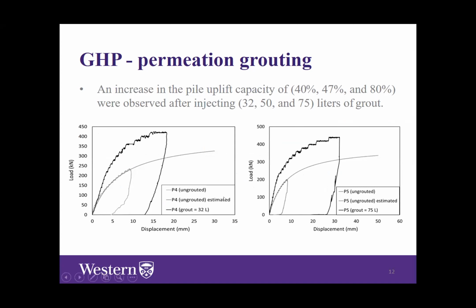We observed a huge improvement in the helical pile uplift capacity. The ungrouted pile is represented in gray, and the black load displacement curves represent the grouted ones. As we can see here, we observed an improvement in the uplift capacity of 40%, 47%, up to 80% after injecting 32 liters, 50 liters or 75 liters of grout. So what is the reason for this improvement?